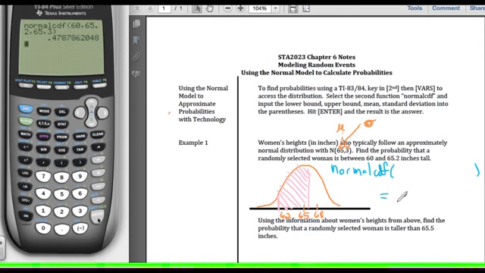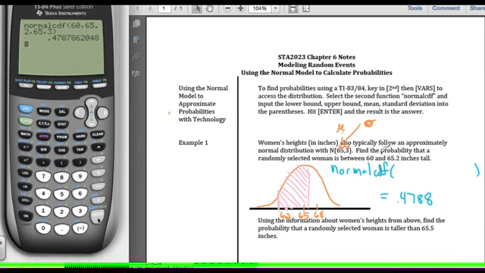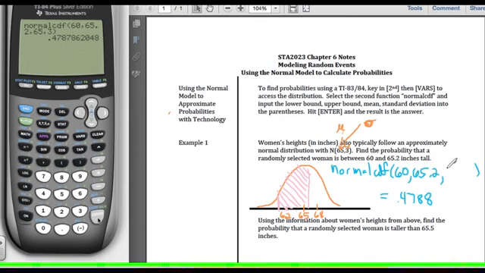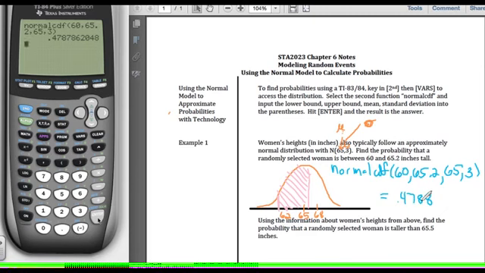This is equal to 0.4788 if you round to 4 places. And typically in my stat lab, these problems will ask you to round to 4 places. So it was 60, 65.2, 65, 3 to get that probability. This tells me about 48% of women are between 60 and 65.2 inches tall.